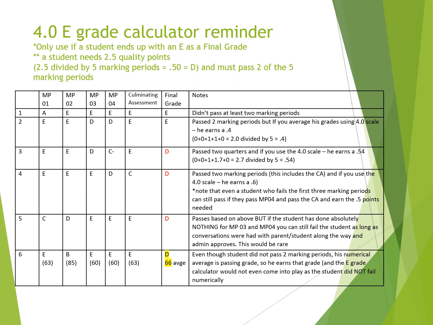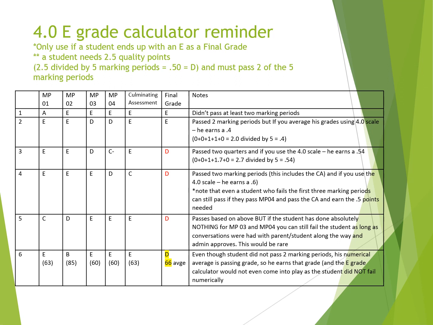In line 5, the student did pass 2 quarters, does have the points, but let's say the student does absolutely nothing marking periods 3, 4, and didn't do anything for the culminating assessment. As long as you have had conversations with the parent, with the student, with administration about this throughout the semester, you could potentially still fail the student and give them an E, but that would be a very rare situation.